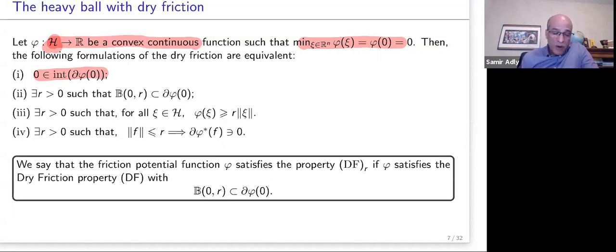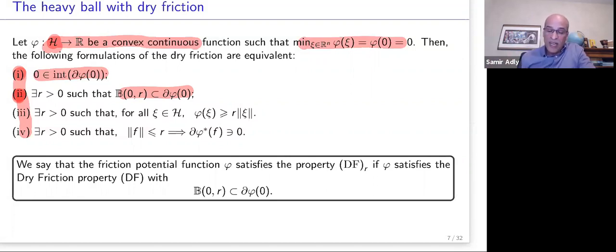So we have 4 equivalent conditions. Each one has a very interesting interpretation. So this is evident: 1 is equivalent to 2. Since we are in the topological interior, it means that there is a ball of radius r inside this subdifferential. So we go to the duality, okay? So go to the support function, and you see that the support function of the subdifferential of phi is exactly the directional derivative, okay?